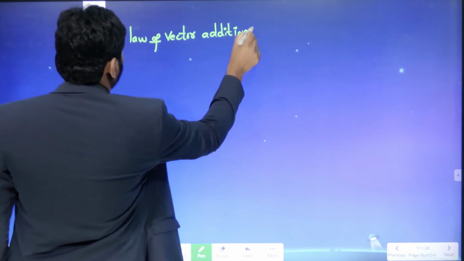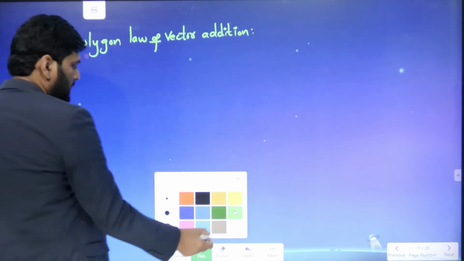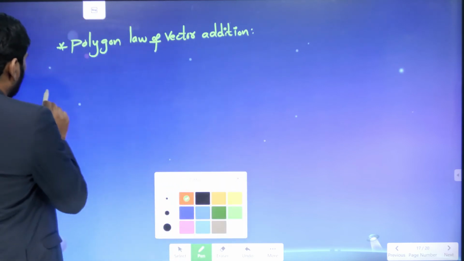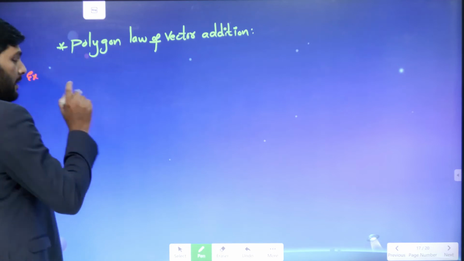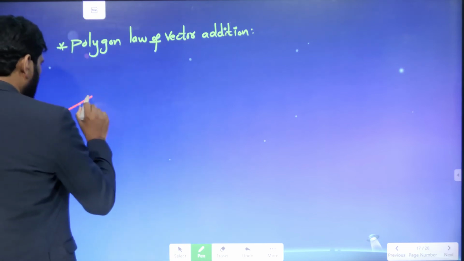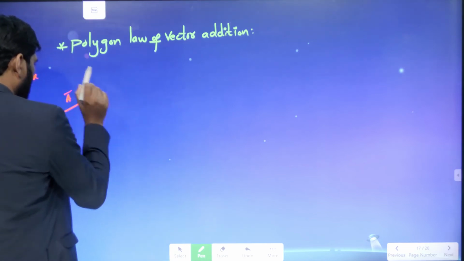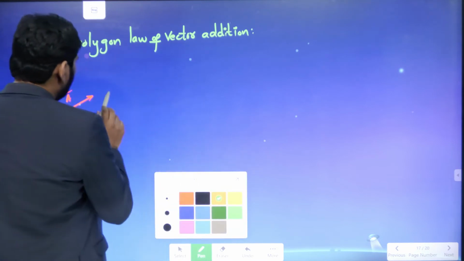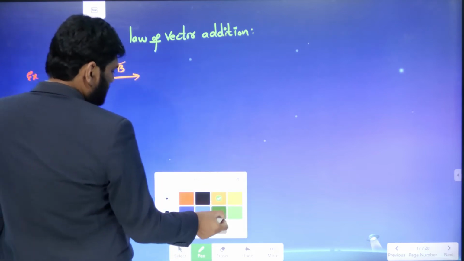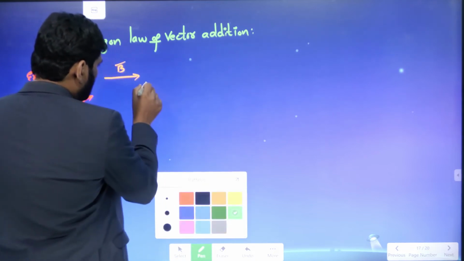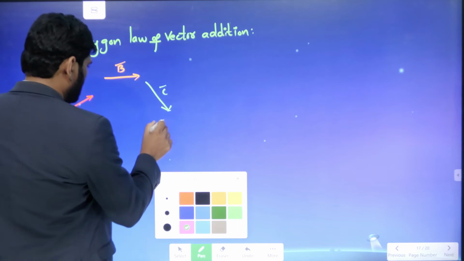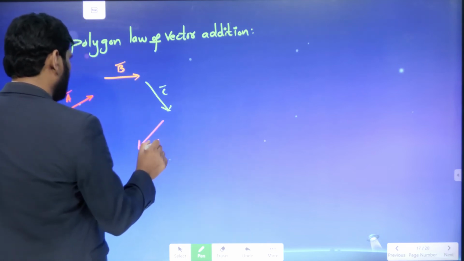Polygon law of vector addition. See, children, I will take 4 vectors with different colors. I am giving the first example, later I will give the statement, and later I will give one more example. Keep it in mind. This is one vector, A bar. With one more color, this is one more vector, B bar, and this is one more vector, C bar, and this is your final vector, D bar.